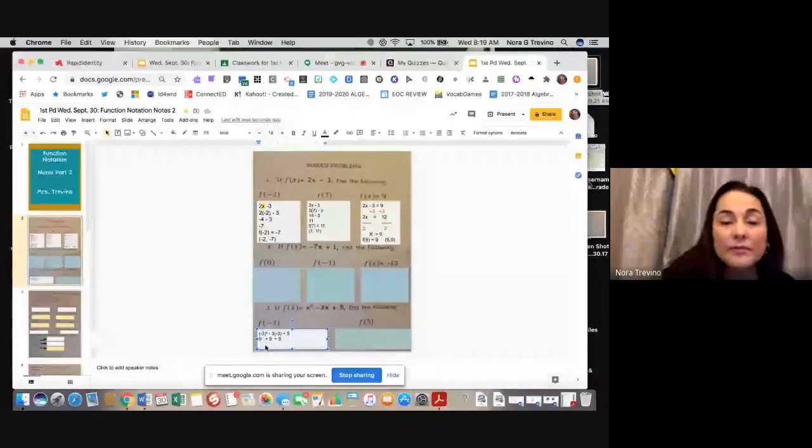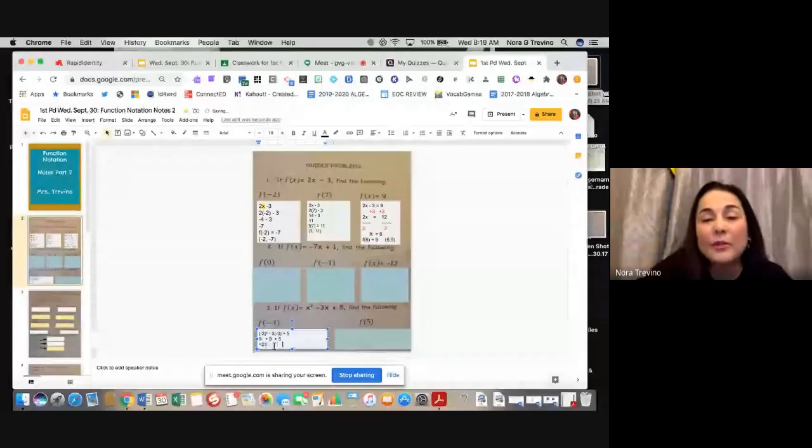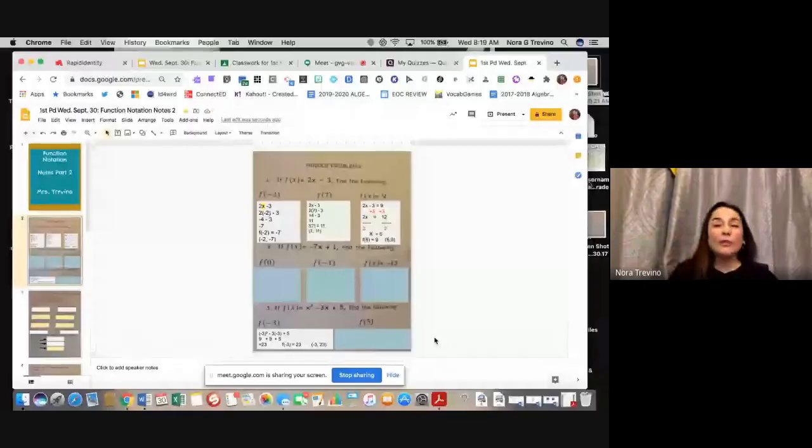There it is. So remember how we're going to write our answers? We're going to write them fancy. f of -3 equals 23. And that ordered pair is simply -3, 23. Questions on that one? So we had to plug it in everywhere we saw an x. Okay, let's go to the next slide.